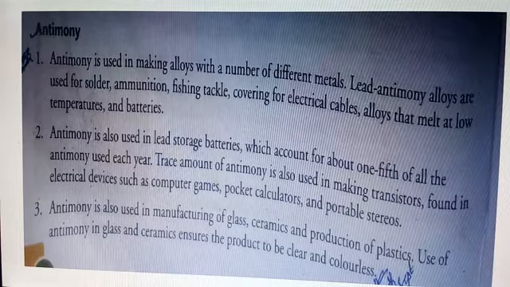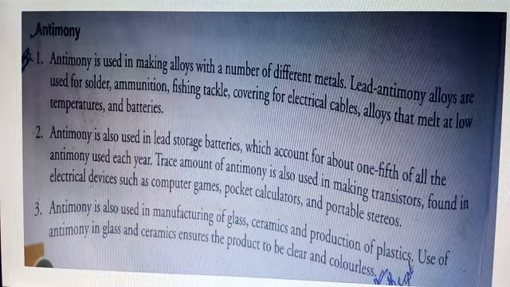A trace amount of antimony is also used in making transistors. You can just say antimony and arsenic have a lot of similarities. Arsenic is also used in transistors and antimony is also used in transistors. Arsenic is used in lead storage batteries and antimony is also used in lead storage batteries.